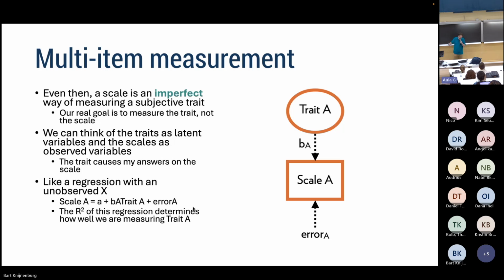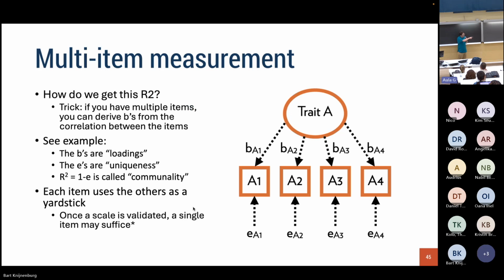And so how do you deal with that? Well, a problem with that is that your regression coefficients can never be really high if there's a lot of error in that question. So what do you do? You actually pick multiple items, and now each item becomes a yardstick for every one of the other items. Now this helps you do two things.